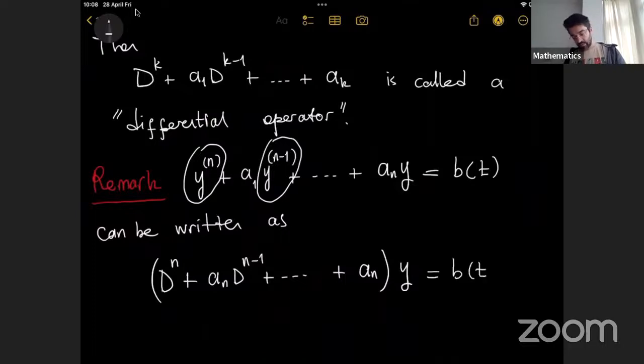Okay. So this is another way to write down a differential equation with a differential operator. Okay. Is it clear? Any question with this?